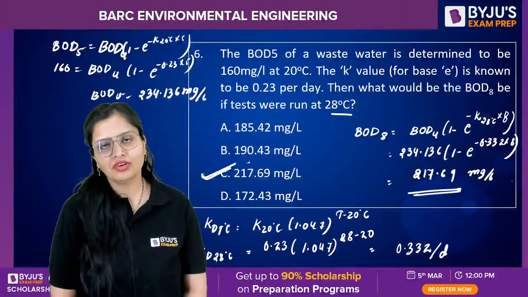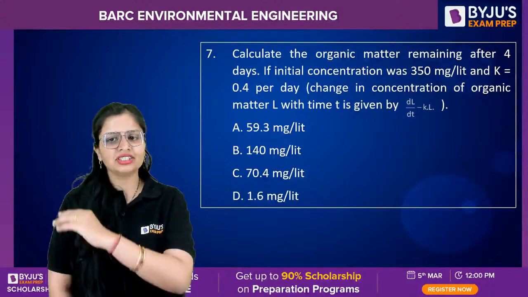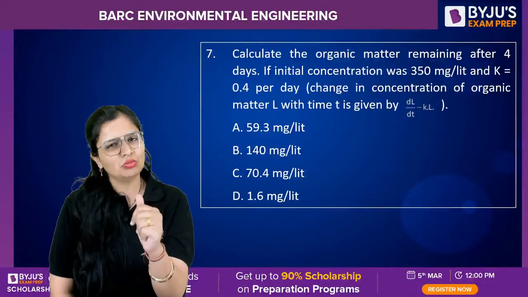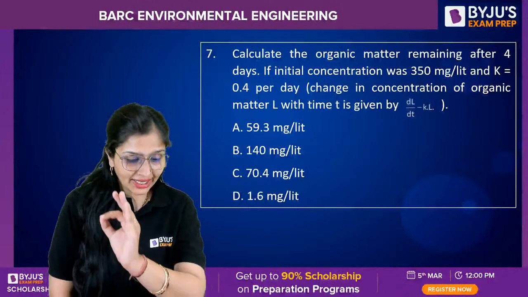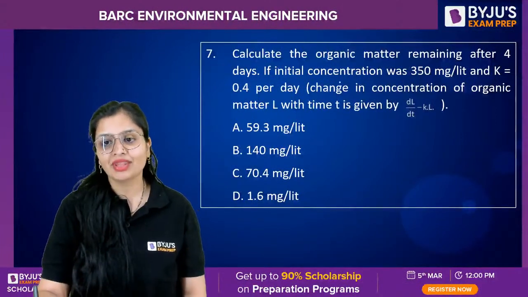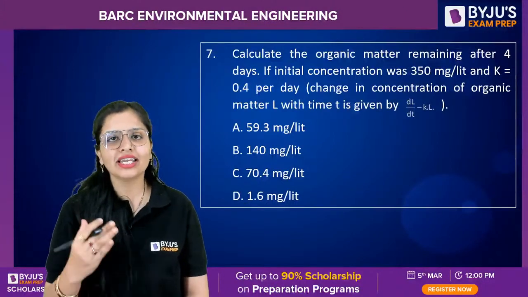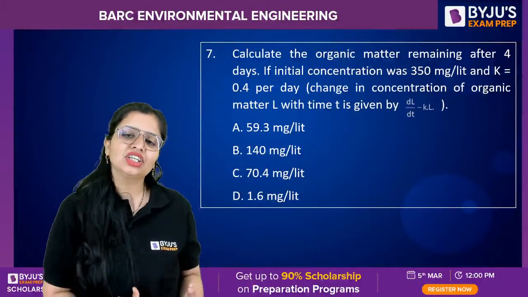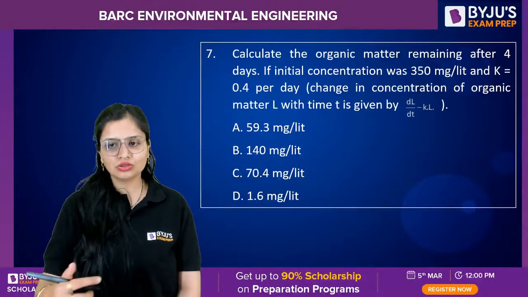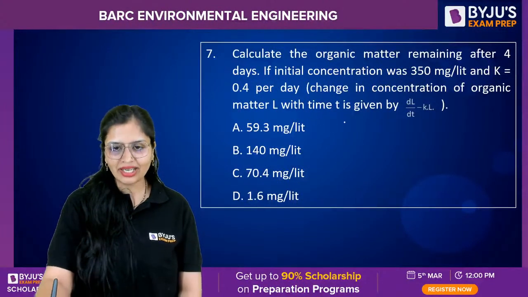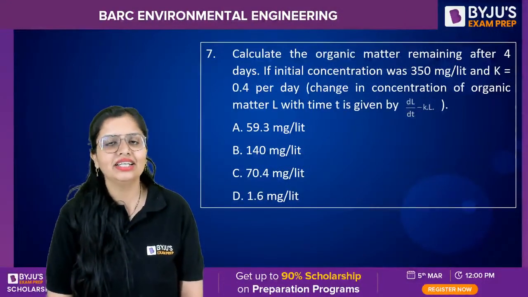Correct. Fine. Okay. Now coming to the seventh one. Now here some things are given just for confusing you. If you see such questions in a book, they integrate at t equal to 0, C was 0. You don't need to do that. I'll tell you a hint, very important if such things are written. In the simplest form, the question is asking how much organic matter is remaining after 4 days if the initial concentration was 350 mg per liter and the value of K is 0.4 per day. It has told you that the change in concentration of organic matter L with time is dL/dt equals minus KL.